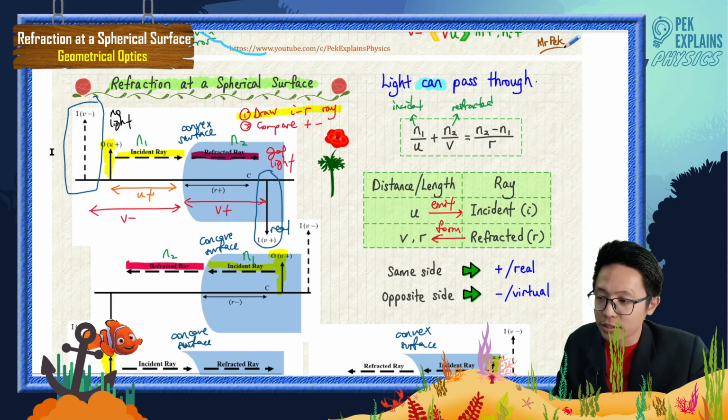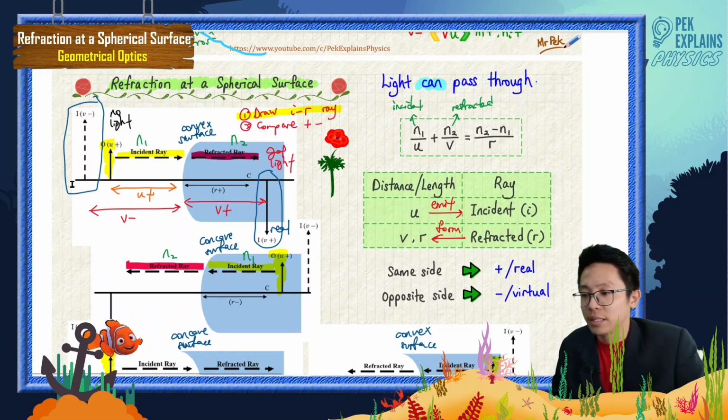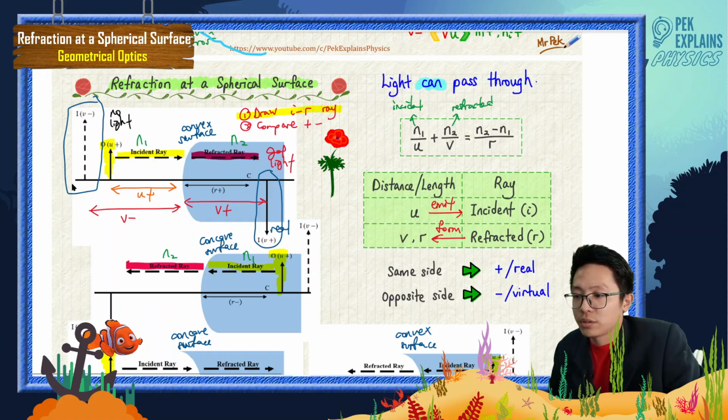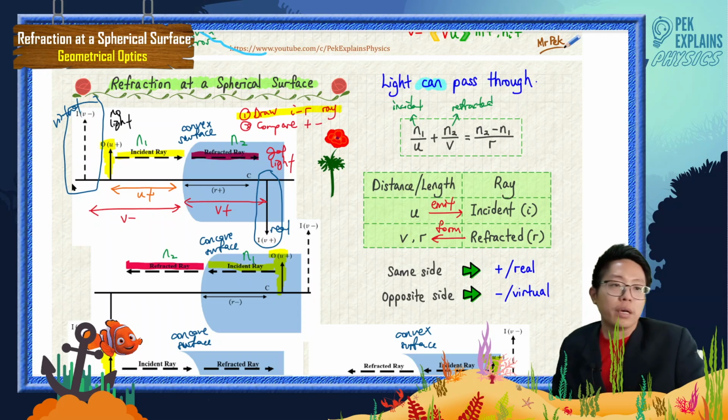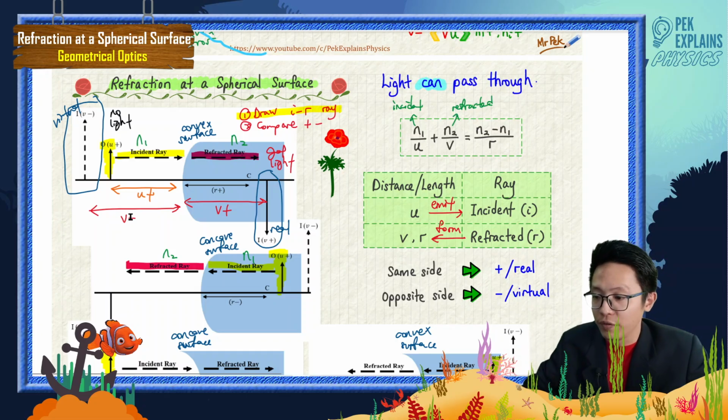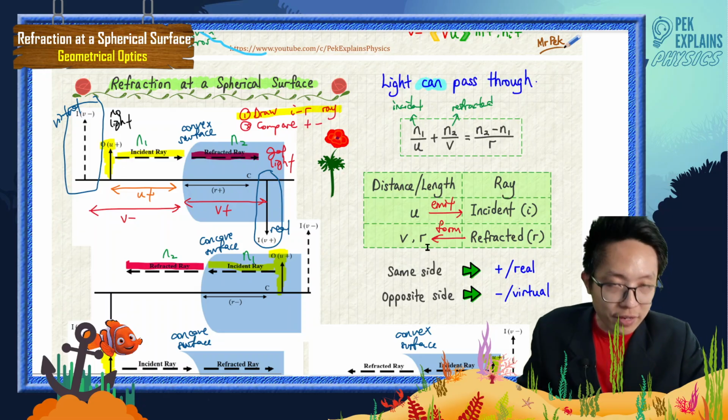But here, the light already went to the other side. Here has no light. So if your calculated image is formed over here, this is not a real image because no light falls onto the screen. This is just a virtual image, because no light falls on the screen. Okay, V is negative, on the opposite side from the refracted ray, no light. Understand or not?